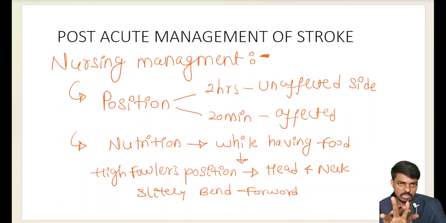As a priority, airway, breathing, circulation comes like this. And after that we discussed how we will manage the patient with ischemic stroke, where we are using thrombolytics, anticoagulants, antiplatelets and all. And after that we discussed hemorrhagic stroke.